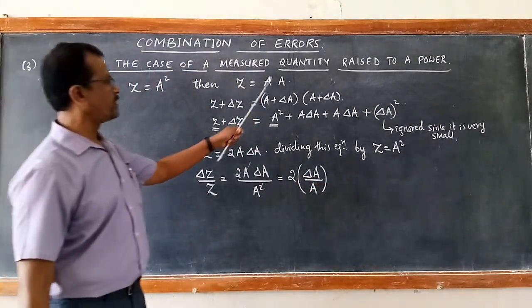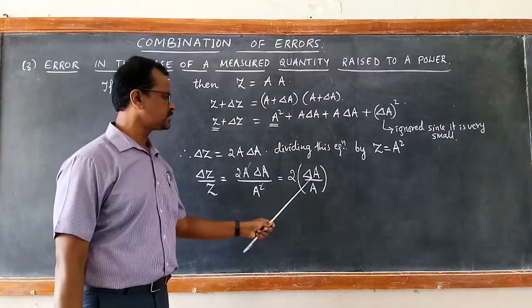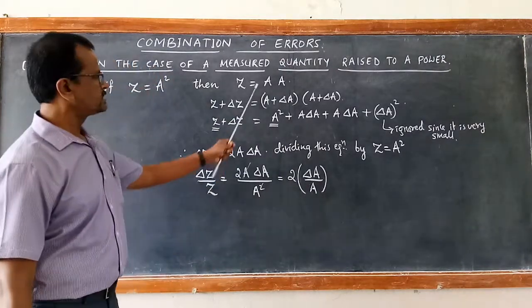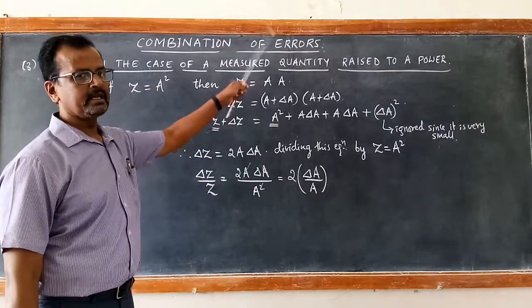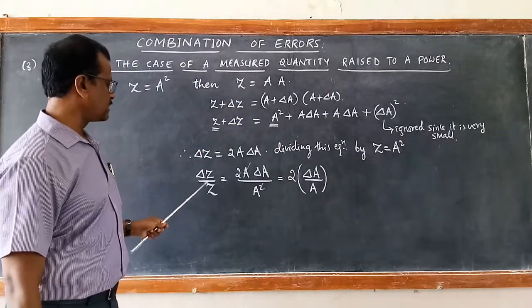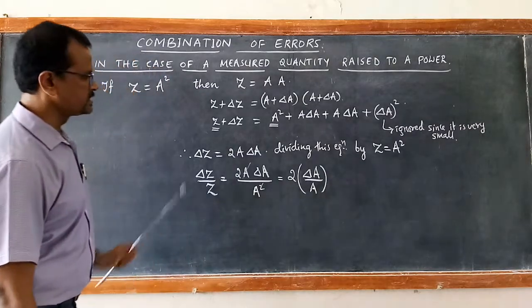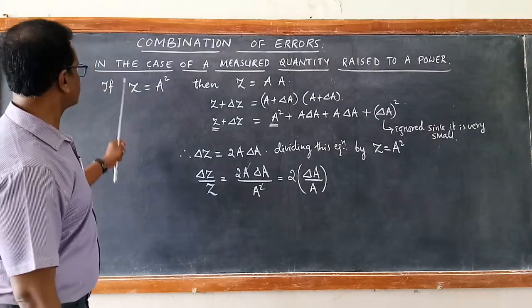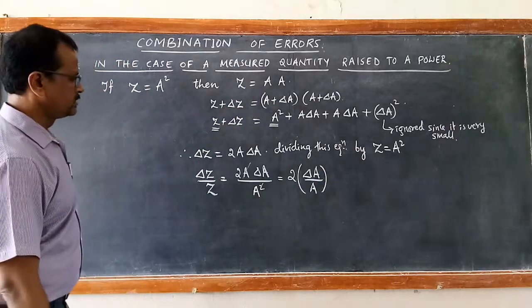If it is a to the power 3, then we will be getting delta z by z is equal to 3 times delta a by a. If it is a to the power any constant, any number n, a to the power n, then it becomes delta z by z is equal to n times delta a by a. So this is the meaning of the calculation of error in the case of measured quantity raised to a power.